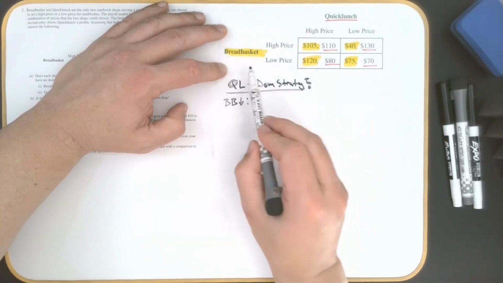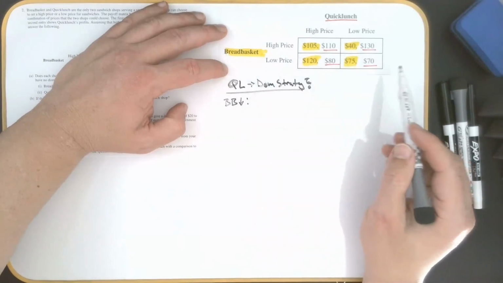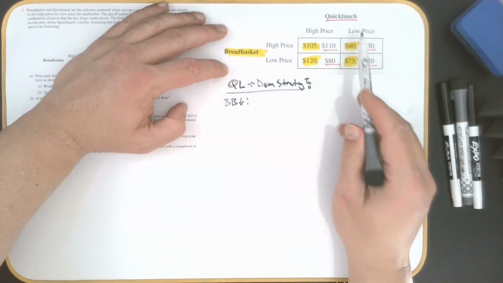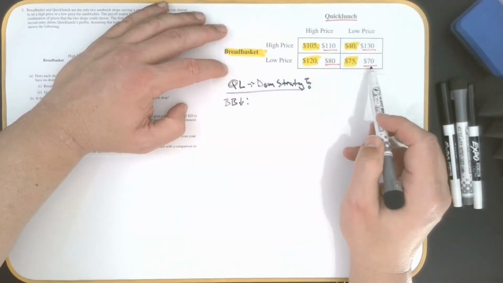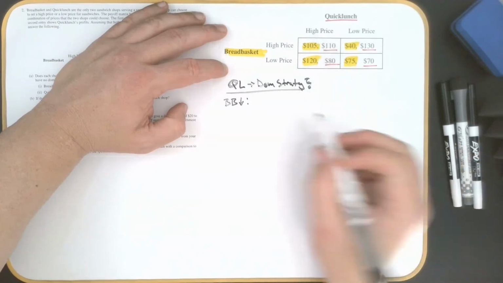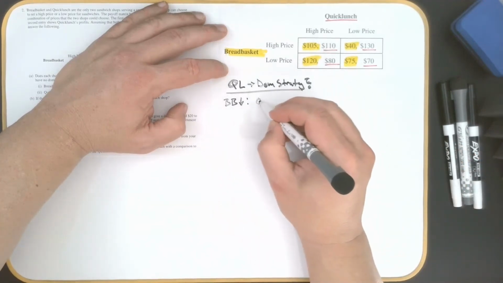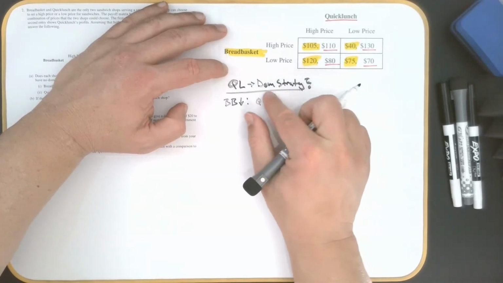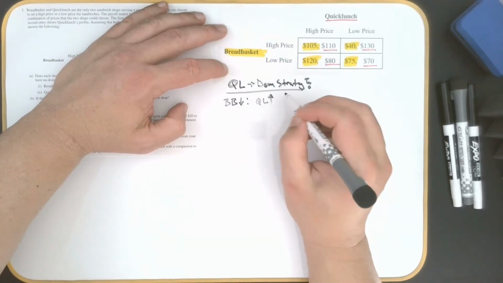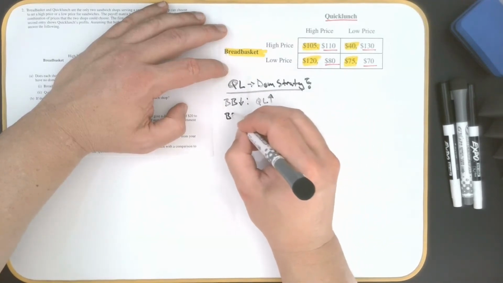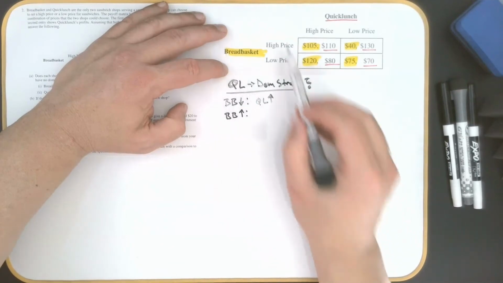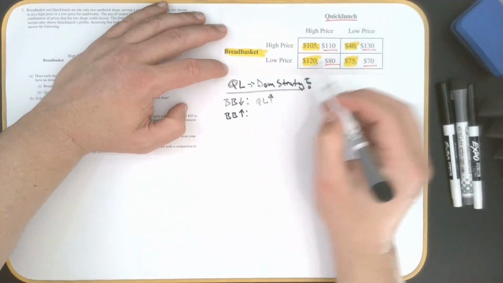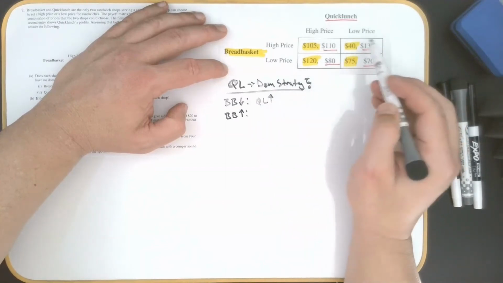If breadbasket goes to the low price, you just have to figure out what's better for Quick Lunch. Making 80 bucks or 70? Everybody would say 80 bucks, so you would price high. So when breadbasket goes low, Quick Lunch is going to go high. I'll just put an arrow up for high. Now let's force breadbasket to go high. If breadbasket goes high prices, what's better for Quick Lunch? 110 or 130? Well, 130 is better, so Quick Lunch would go low.